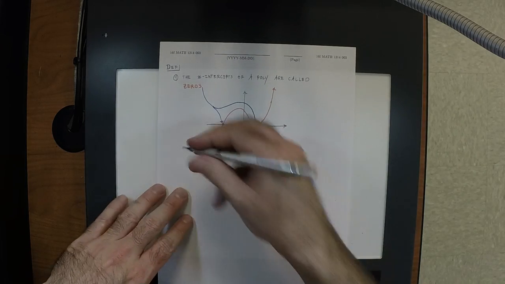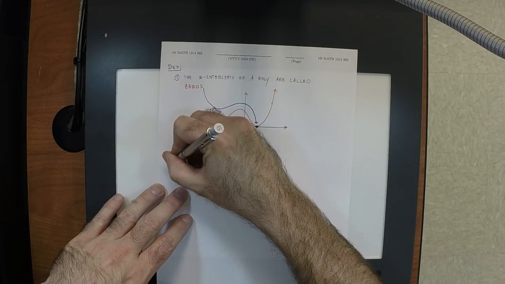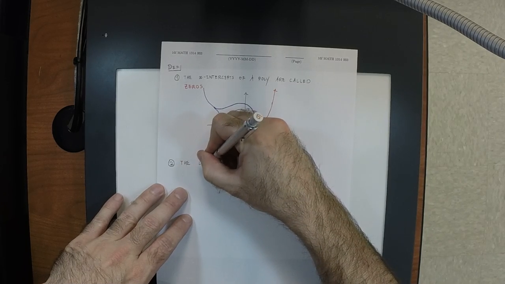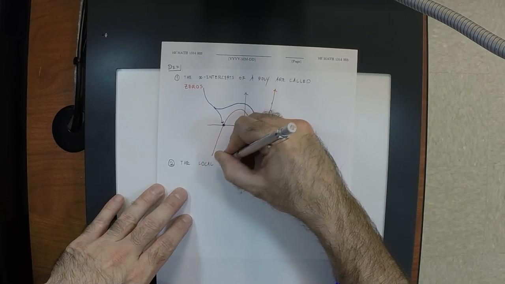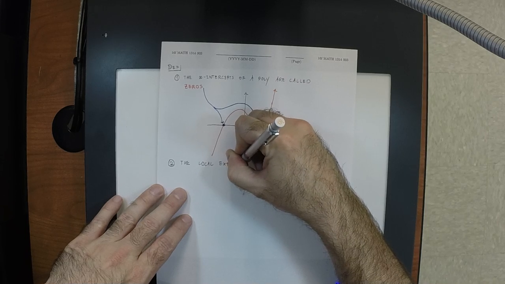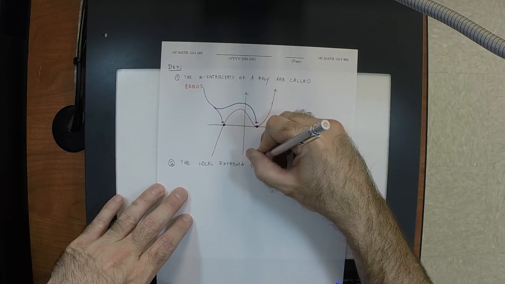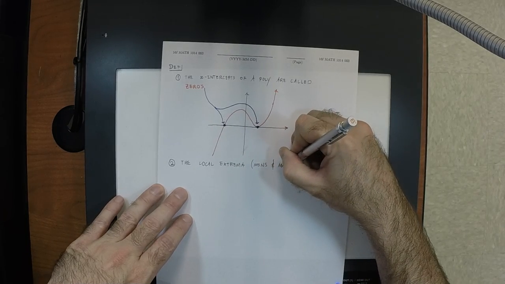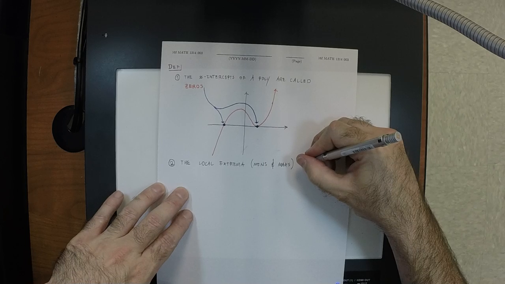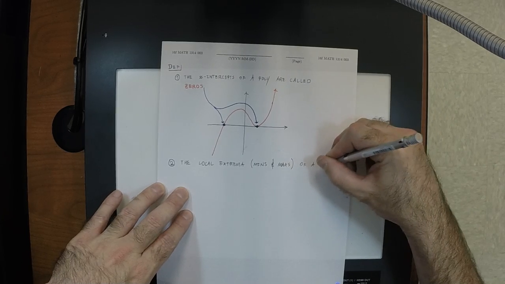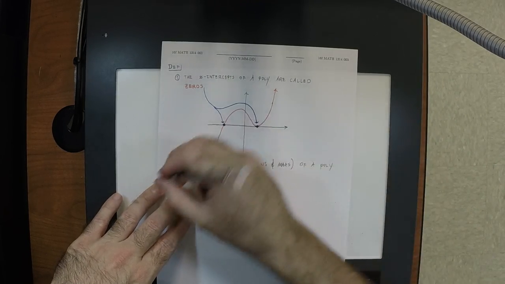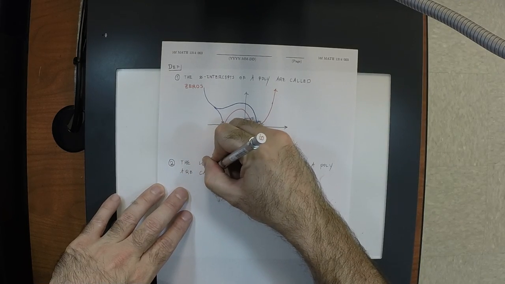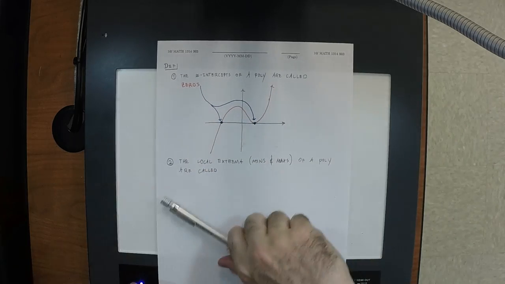Okay. Two. The local extrema, that is to say, mins and maxes of a polynomial are called turning points.